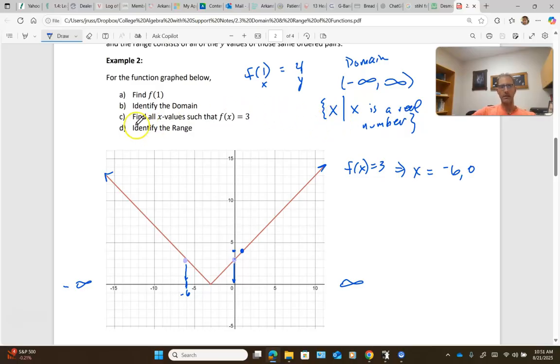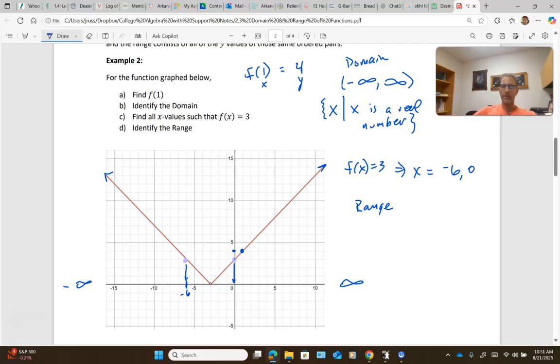Alright, now lastly, for part D, we want to identify the range of this function. Well, I'm looking at this function and I can see that it's basically sitting on top of the x-axis. And so consequently, all the points that make up this function are going to have y-coordinates that are either 0 or greater, positive in other words. Okay, so the range is going to be basically all the positive numbers with 0.